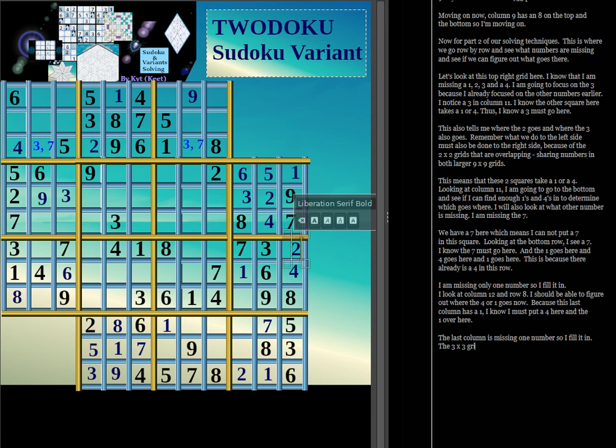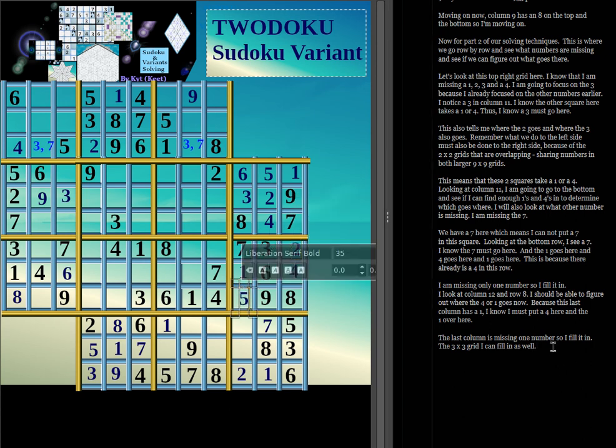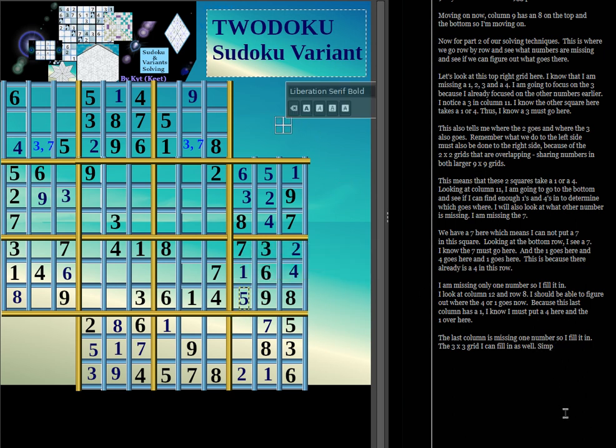The 3 by 3 grid I can fill in as well. Simply fill in the only missing number. The bottom grid is missing a 4 and 9. I see a 9, so I put the 4 here and 9 here.